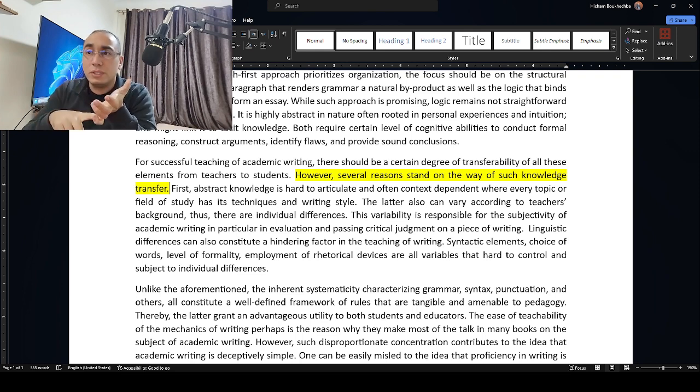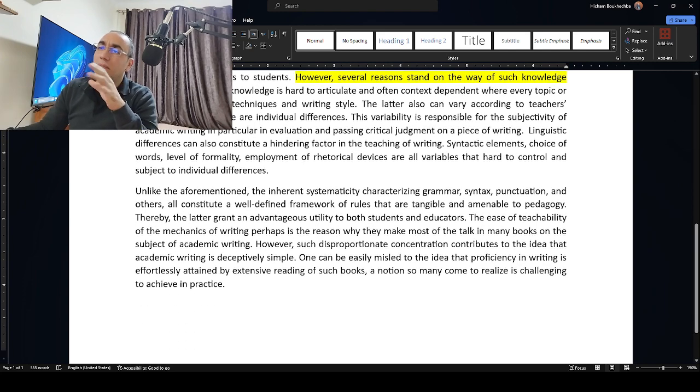Now, linguistic differences also can constitute a hindering factor in the teaching of writing. Every teacher who's in charge of teaching writing will understand that. Syntactic elements, choice of words, level of formality, and employment of rhetorical devices are all variables that are hard to control and subject to individual differences. Maybe I should stop here. Let's continue with the last paragraph, because the last paragraph really conveys my idea.